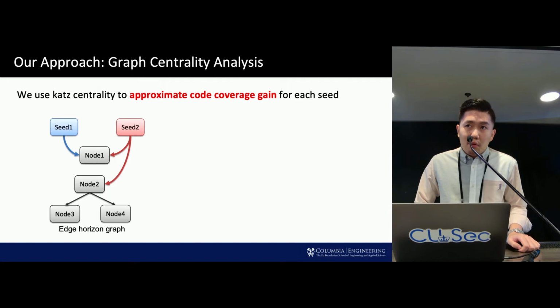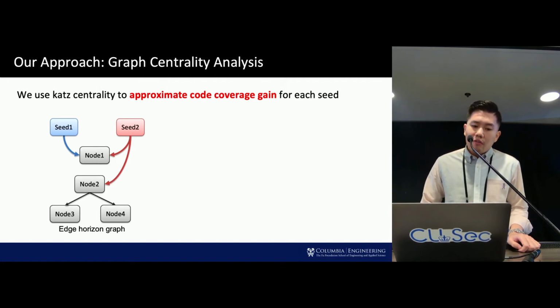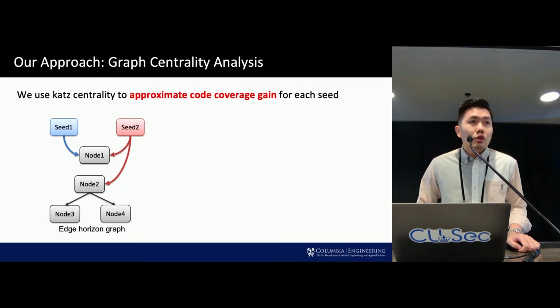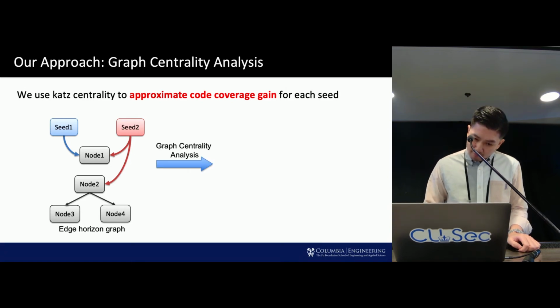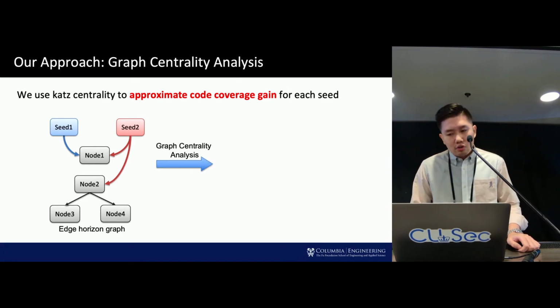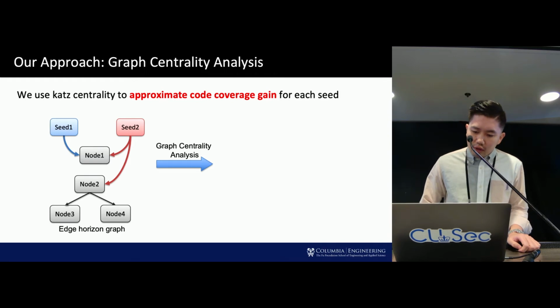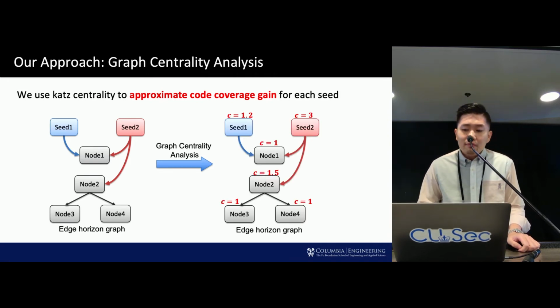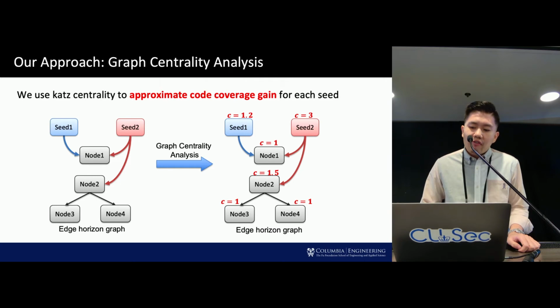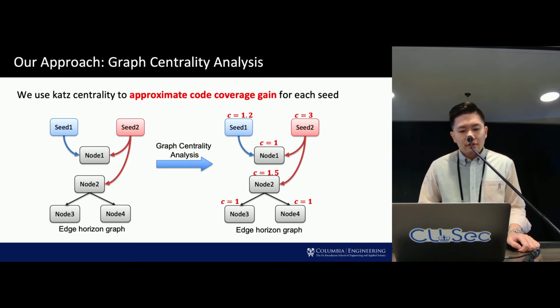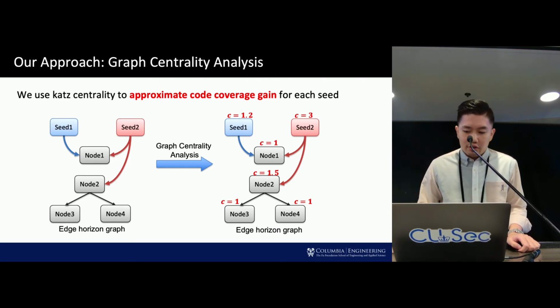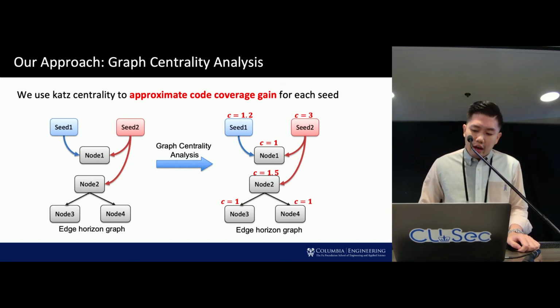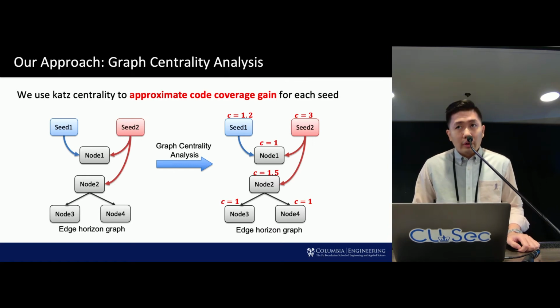Here is an example of an edge horizon graph. On the top, we have two seed nodes representing two seeds. And on the bottom, we have four unvisited nodes marked in gray. Then we perform graph centrality analysis, like this. We get a weight for each node. From this weight, we can tell that seed 2 is a better seed, since it has a higher score, indicating that it can lead to larger code coverage gain.